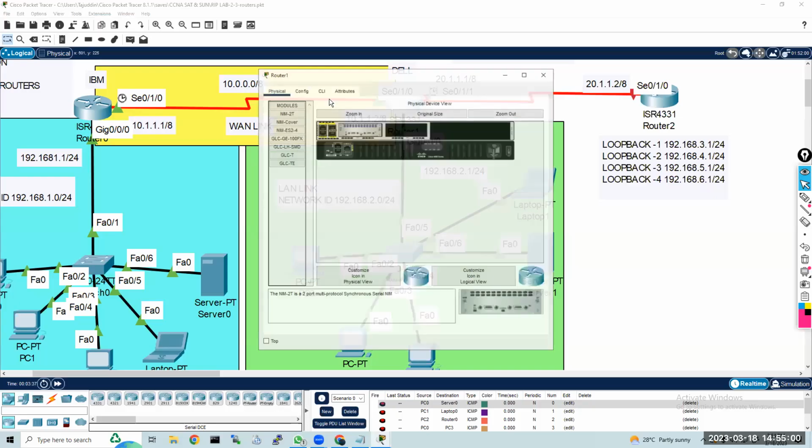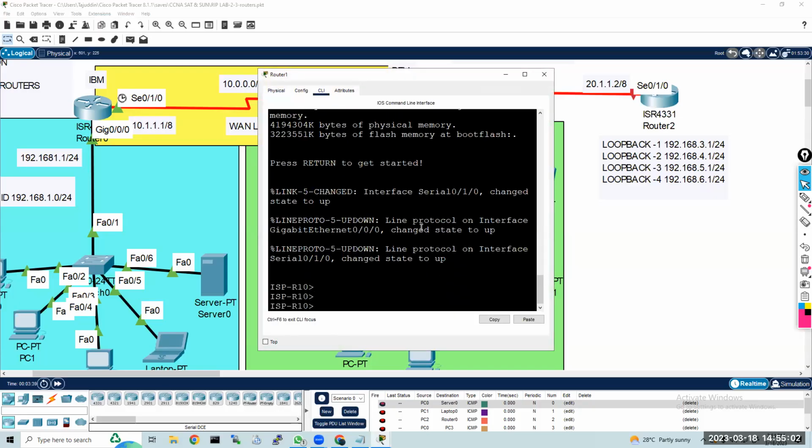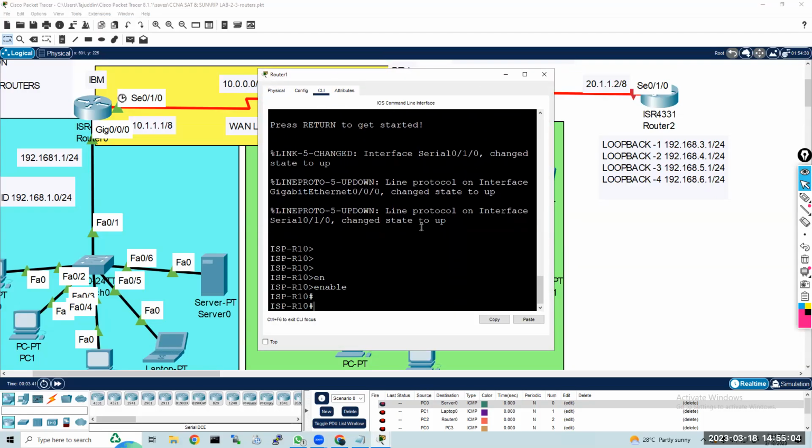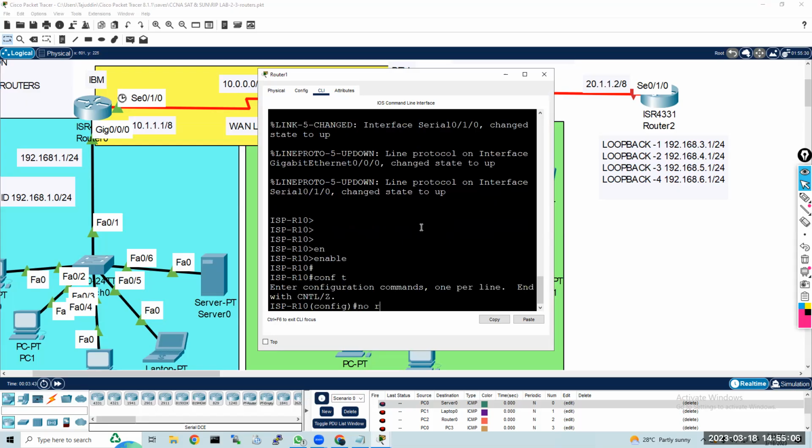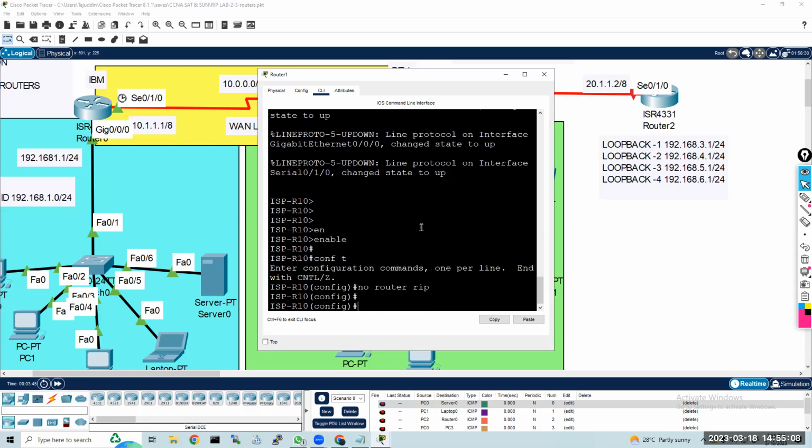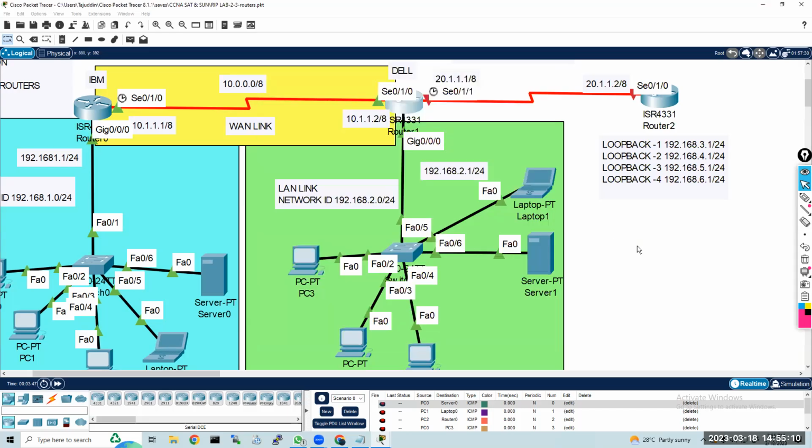Same thing, this router. So go to global configuration mode. No router RIP. That's it. Now, if you check, now they will not communicate. Let's say server to server, fail. Again, if you ping server to server, fail. Means they don't have the communication now. Laptop to laptop, no. Okay, I have removed the communication, right?